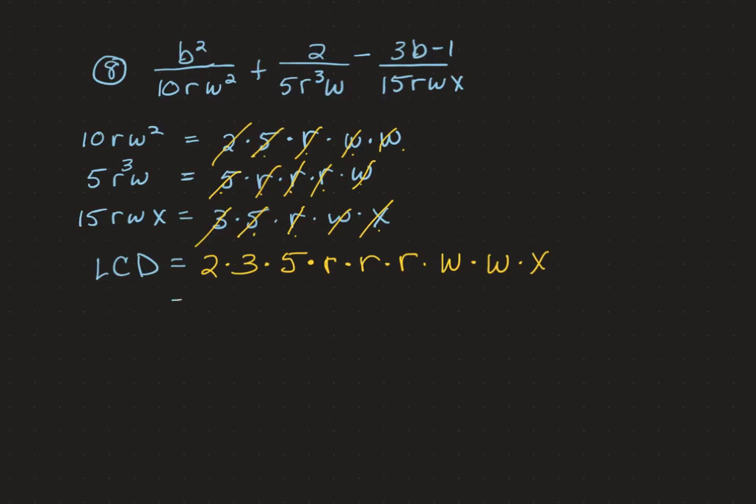Okay, I'm just going to return to my blue color as I multiply all of those factors to get my least common denominator. That will give me 2 times 3, 6, times 5 is 30, r cubed, w squared, x. That is the least common denominator of those three fractions. And like I said, I'm not going to go through the rest of it. I just wanted to emphasize how to find the least common denominator consistently.